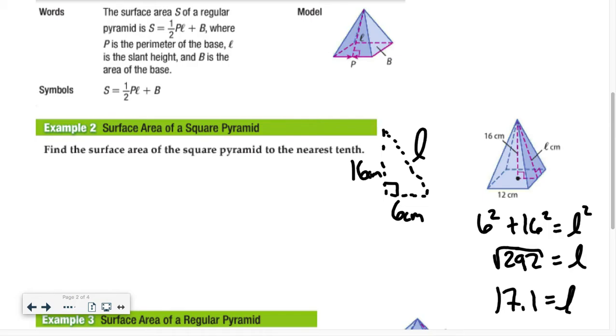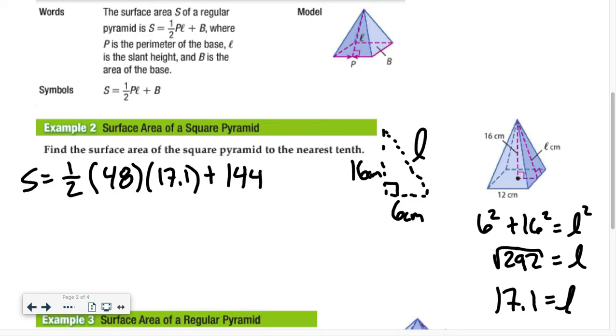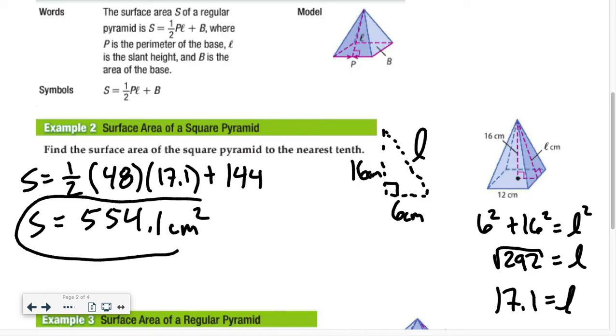All right. So to find surface area, we need 1/2 perimeter of the base. Base edge is 12, so perimeter would be 48. Slant height, we'll go 17.1, plus area of the base. The base is a square, so that would just be 12 times 12, 144. So surface area, plug all of this in, and you will get 554.1 centimeters squared for surface area.